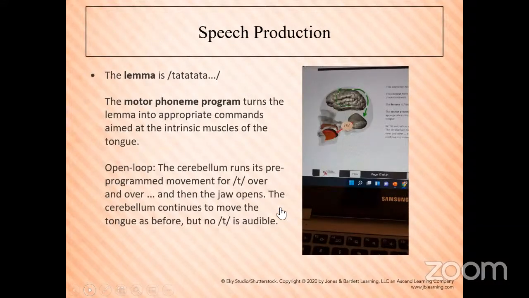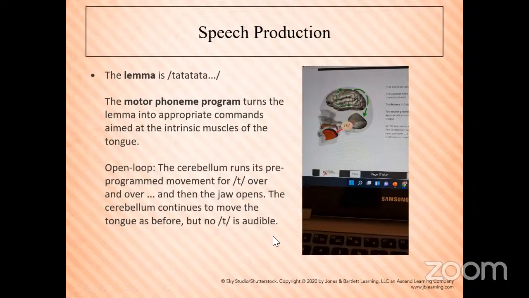The lemma here is ta ta ta, which you can see in this cartoon. The motor phoneme program turns the lemma into appropriate commands aimed at the intrinsic muscles of the tongue. The muscles of the tongue are here in this diagram. Open loop. The cerebellum runs its pre-programmed movement for the T over and over, and then the jaw opens. The cerebellum continues to move the tongue as before, but the T is not audible unless it is stimulated.